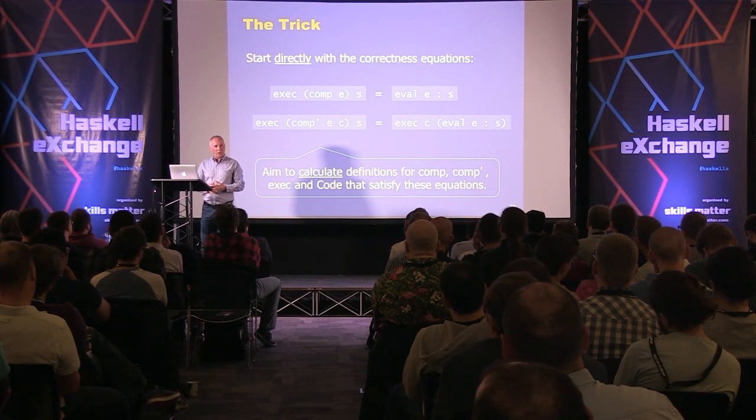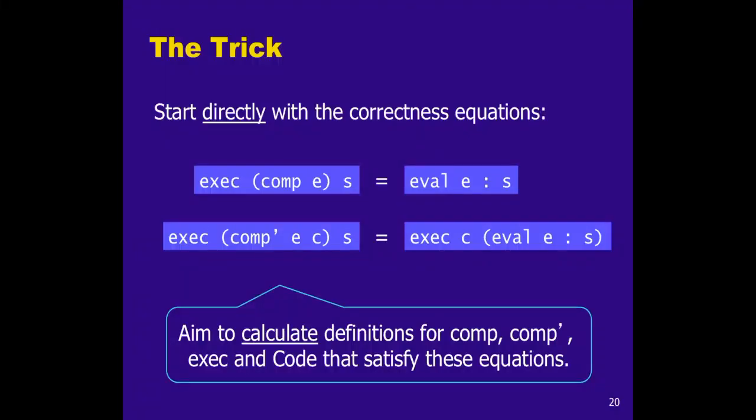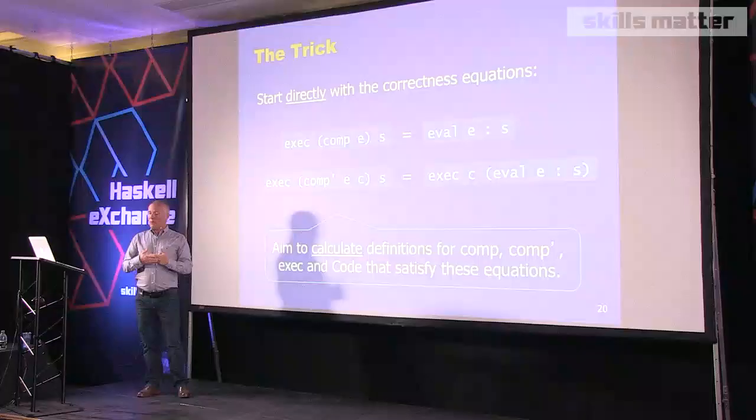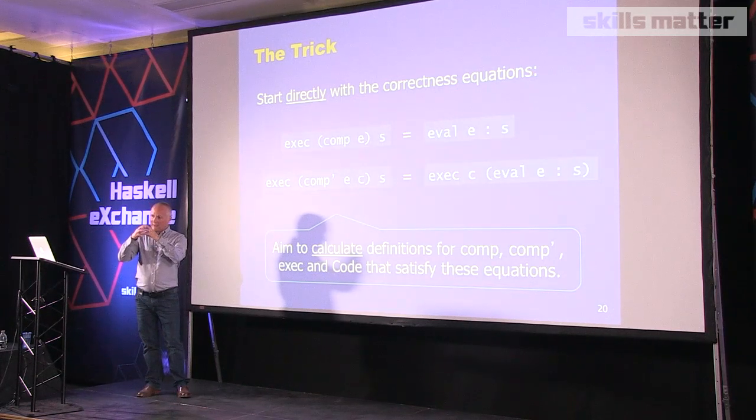So you've actually got 4 unknowns. So you've got the compilation function, the top level one. You've got the worker, comp prime. You've got the virtual machine, exec, and you've got the code data type. Okay, so you've got an equation here with 4 unknowns. You've got 2 equations with 4 unknowns. If you know some maths, 2 equations with 4 unknowns should be unsolvable. But actually, these things are so nicely linked together via these 2 equations, it actually turns out to be possible to do this.